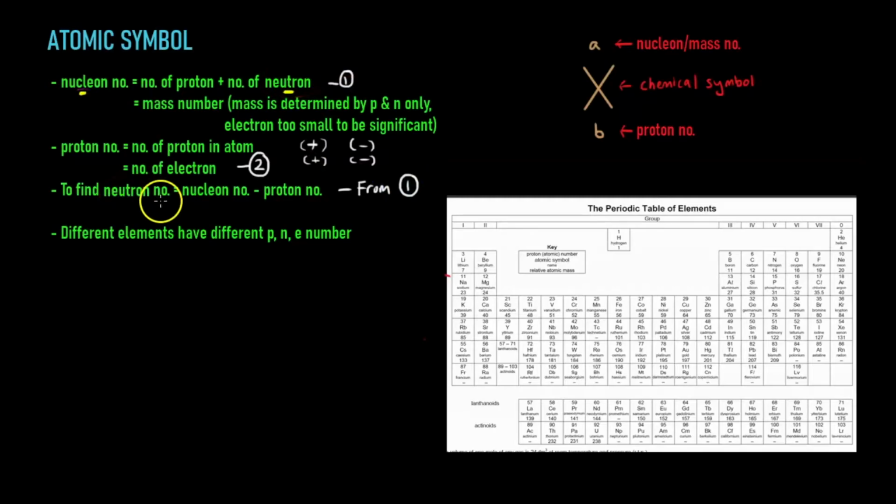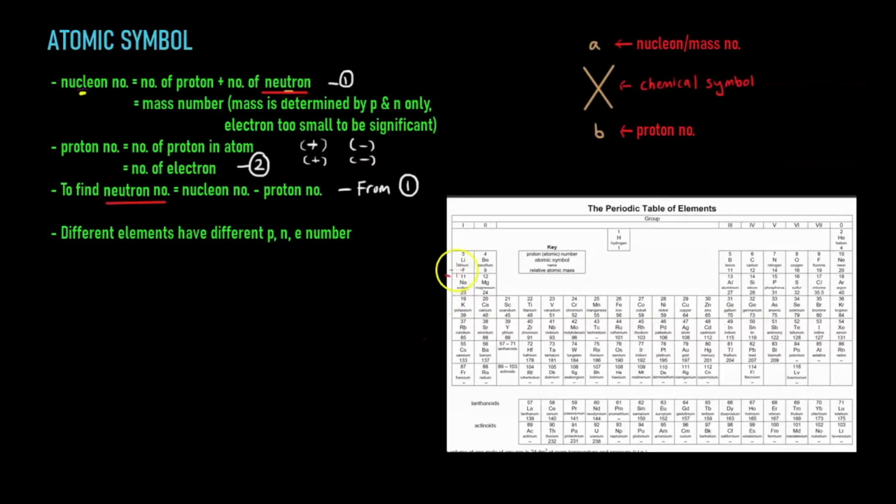Because neutron number here, let me just highlight them both in red maybe. Neutron number is here, right? So basically what you want to find this guy here, what you do is you shift the proton here. And what do you get? You get nucleon number minus proton number. And that's why you get neutron number from this equation, which is the same as the first one, just that you shifted the proton back here. Hopefully that's clear. And basically different elements have different P and E number, which is proton, neutron, electron.